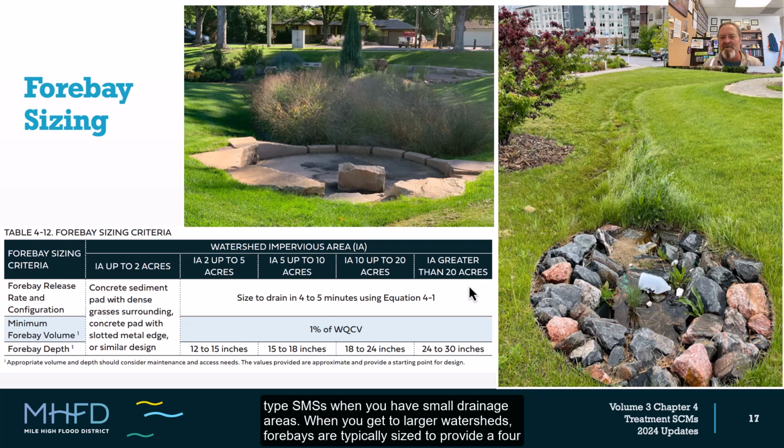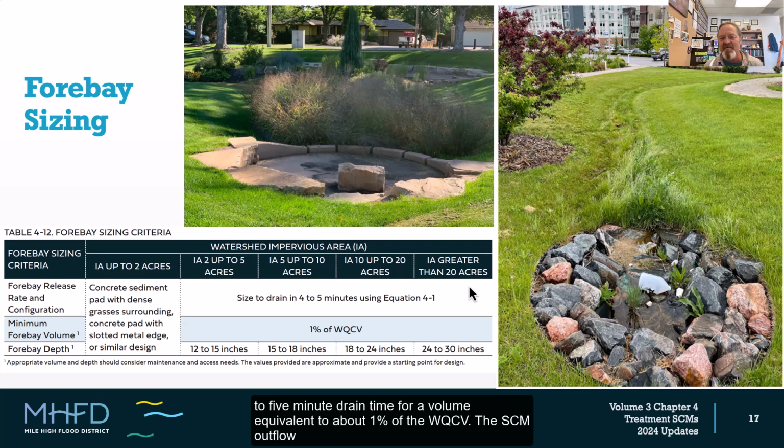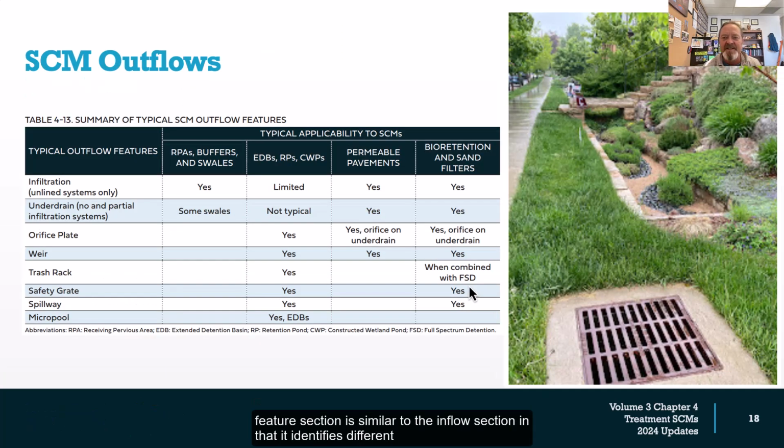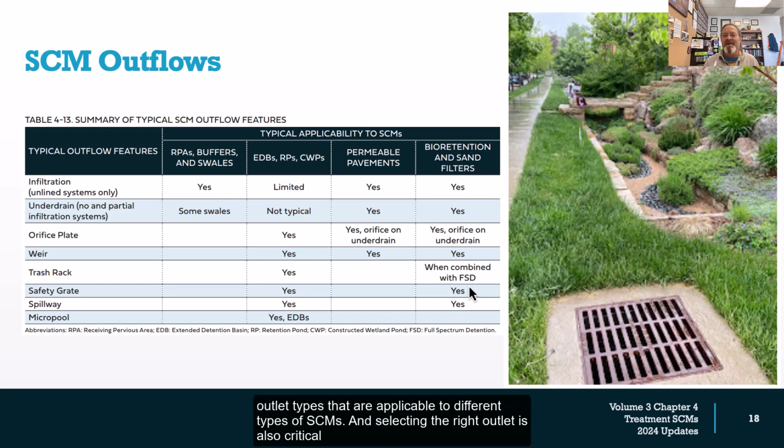When you get to larger watersheds, forebays are typically sized to provide a 4 to 5 minute drain time for a volume equivalent to about 1% of the WQCV. The SCM outflow features section is similar to the inflow section in that it identifies different outlet types that are applicable to different types of SCMs.